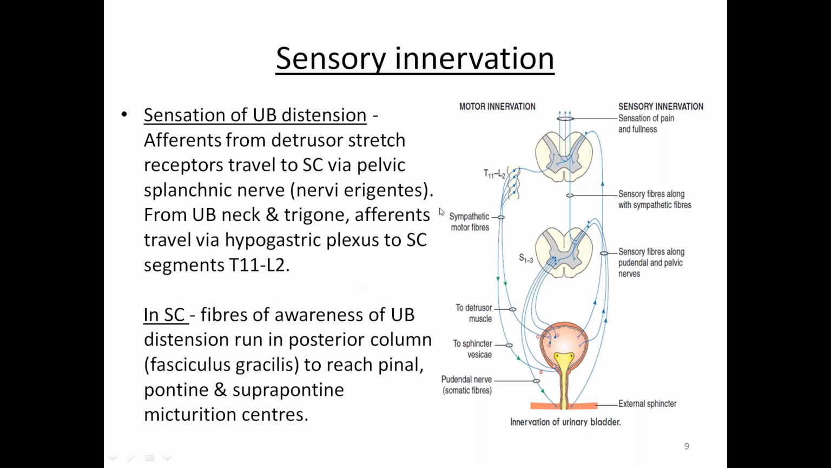And then what happens in the spinal cord further? The fibers of awareness of bladder distension run up in the posterior column, or what you call the fasciculus gracilis, to reach the spinal, pontine and suprapontine micturition centers, the higher centers.